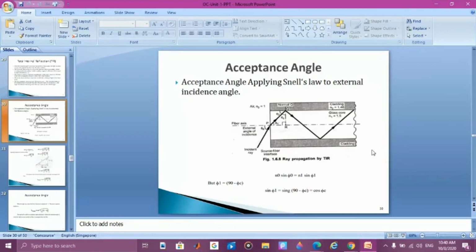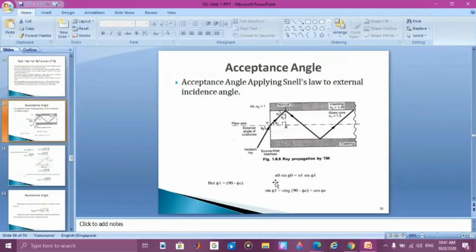Okay? So here, using acceptance angle, applying Snell's law to the external incidence angle. So this is the external angle of incidence, from here it travels. Okay, so this is phi c, the critical angle, then phi 1, then phi 2. This phi naught is actually the acceptance angle. Okay? So n0 sin phi naught equals n1 sin phi 1.